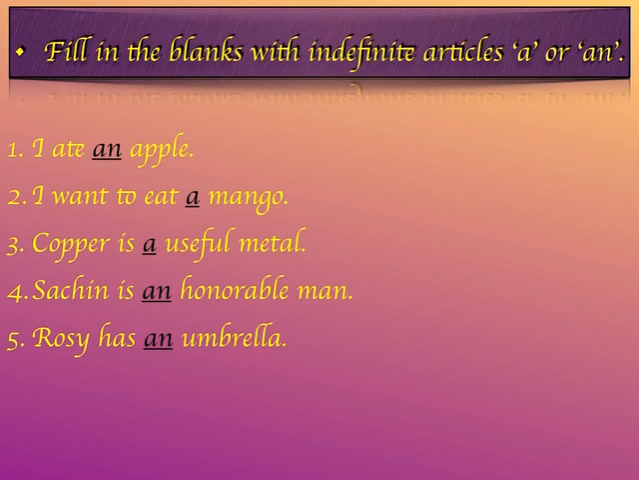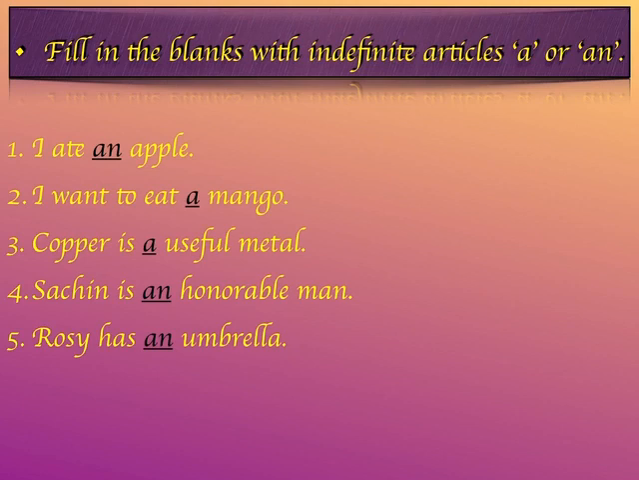Copper is a useful metal. Over here the word useful, although it starts with the vowel u, the sound is that of consonant, that is y. Sachin is an honorable man. Here the word honorable starts with the consonant but has the sound of vowel, that is o. Last one, Rosie has an umbrella. Over here we have used article an along with the word umbrella because it has the sound of vowel.